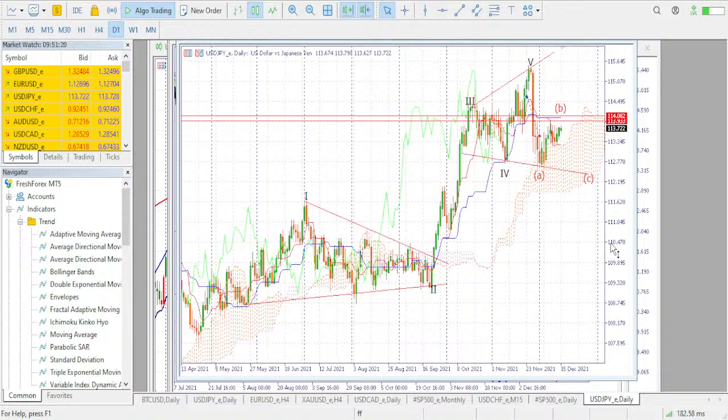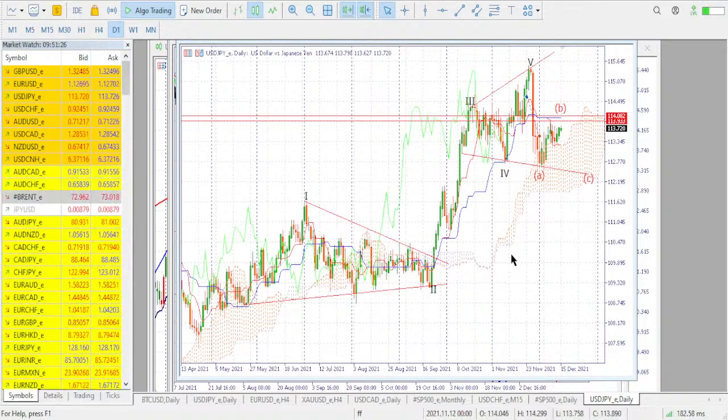Today, I'd like us to look at our charts from the US dollar Japanese yen. On this chart, basically, we are in an active uptrend. You can see that currently the price is within an expanding wedge formation.